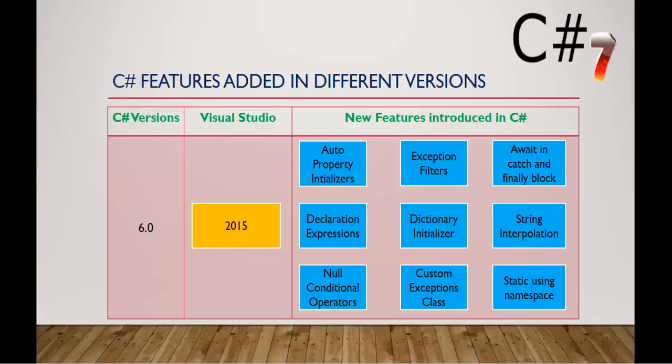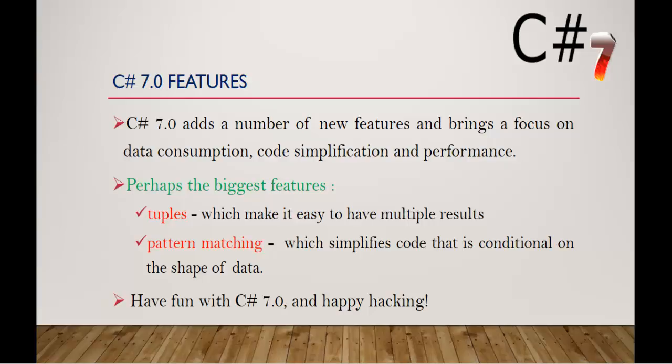Now we are going to learn the next version, C Sharp version 7. C Sharp version 7 adds a number of new features and brings a focus on data consumption, code simplification, and performance. These were the things Microsoft kept in mind when building the C Sharp 7 features. Among the bunch of features, the biggest were tuples and pattern matching. Don't worry about what a tuple or pattern matching is, because in this video series I'm going to explain them clearly.